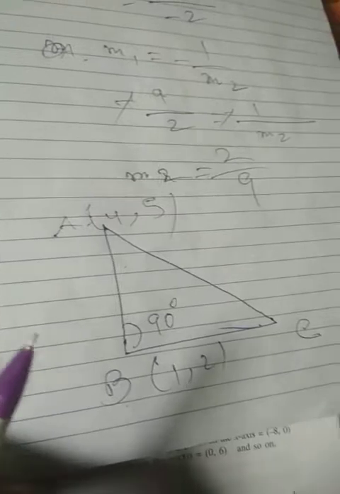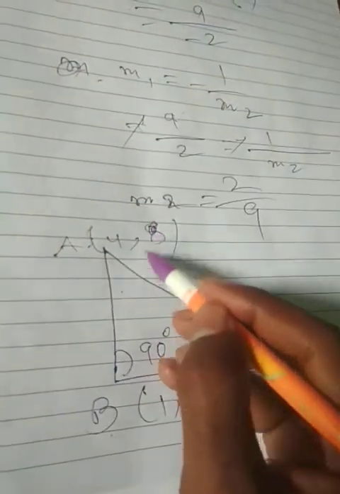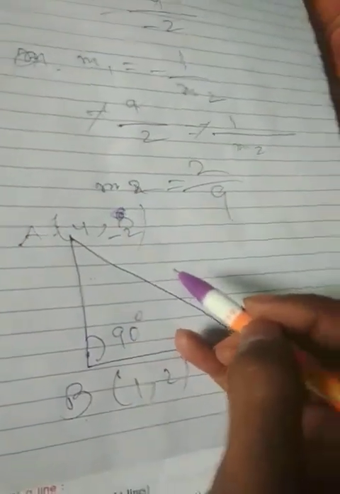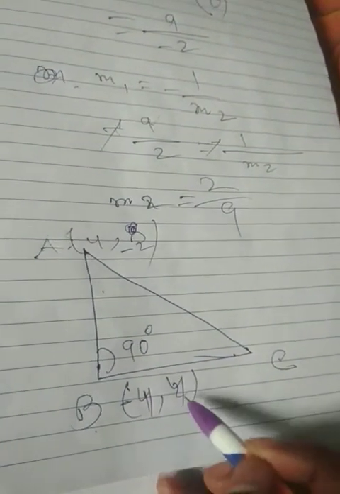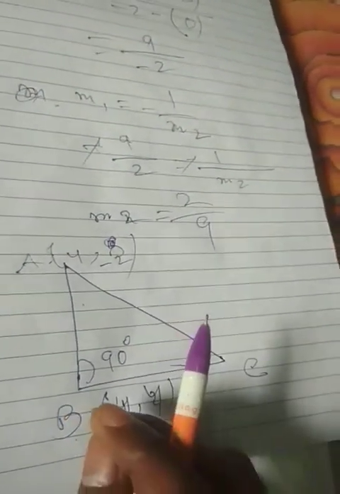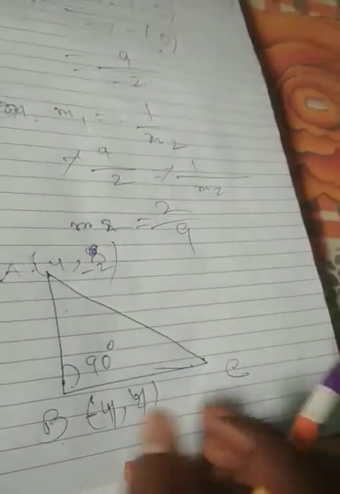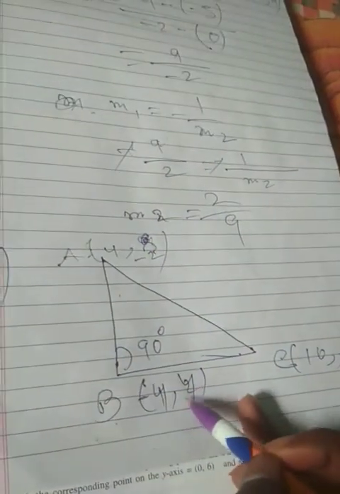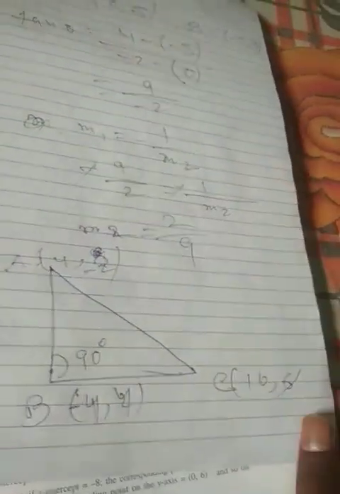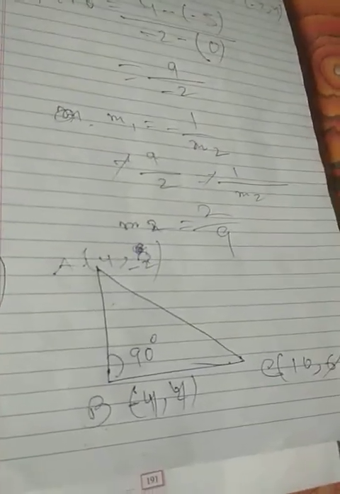Sorry, I have written the points wrongly. The first point is 4 comma minus 2, then minus 4 comma 4, and the last one is 10 comma 6. So: 4 comma minus 2, minus 4 comma 4, 10 comma 6. You have to prove, without using the distance formula, that these are the vertices of a right angle triangle.